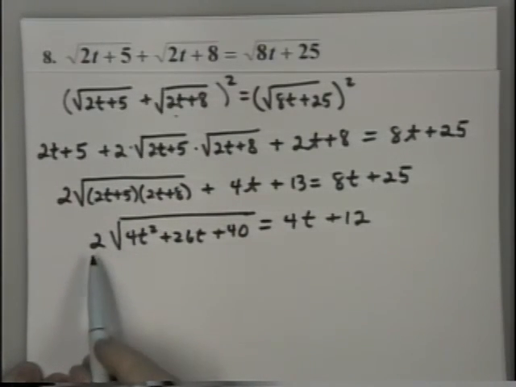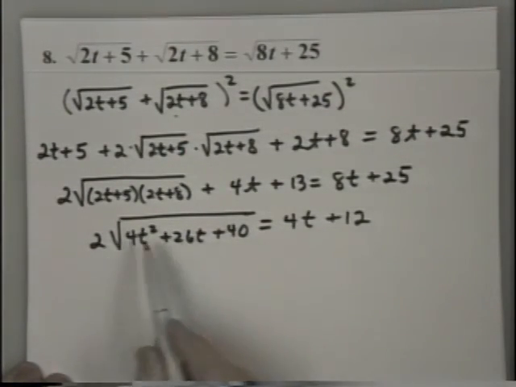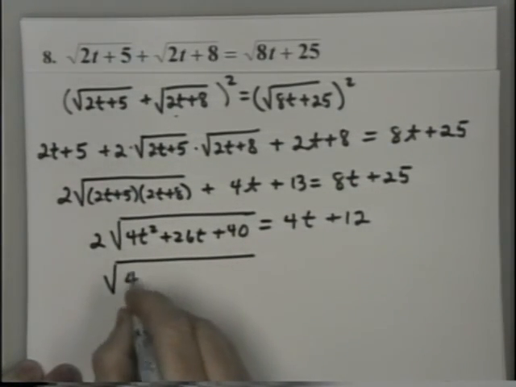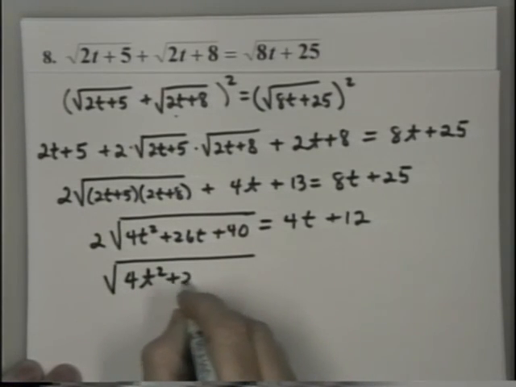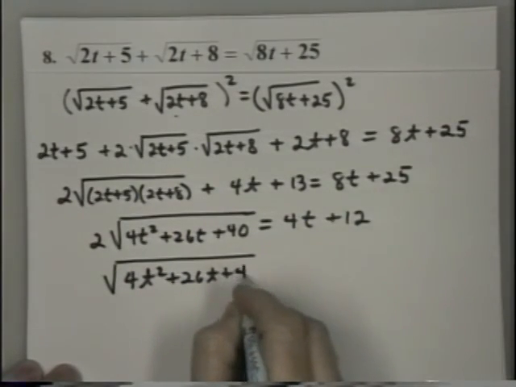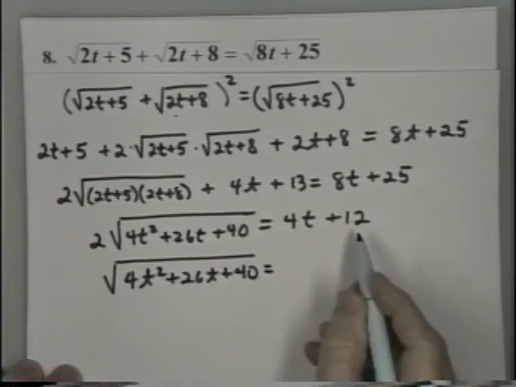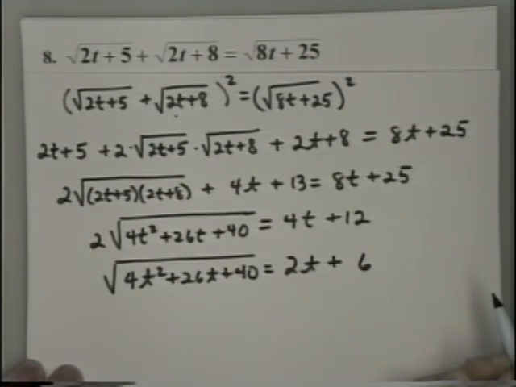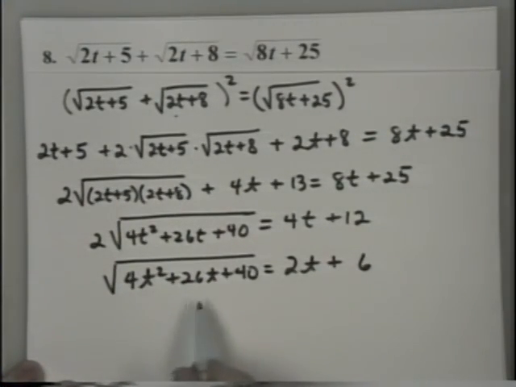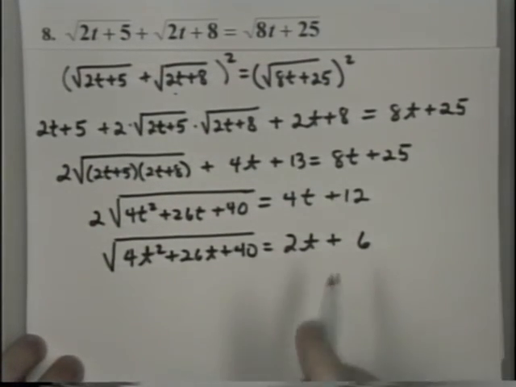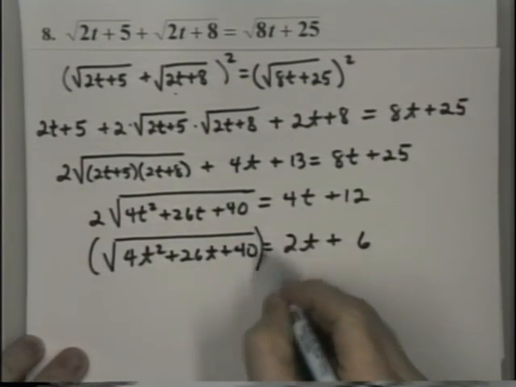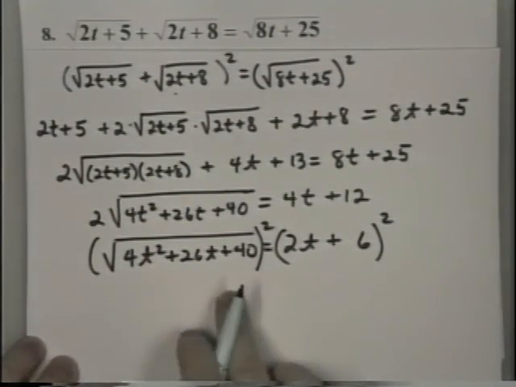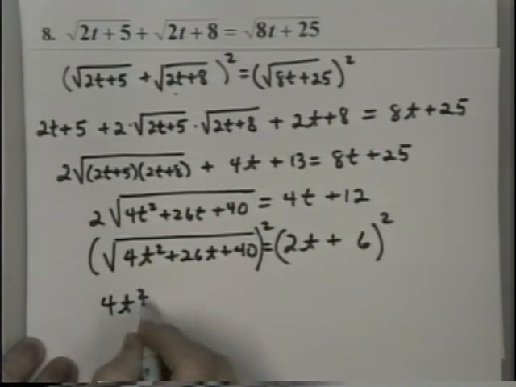And now, notice that each term has a factor of 2 in it, so let's take advantage of that, and we'll divide out the 2. So on the left-hand side, I'm just left with the radical. On the right-hand side, I'll have then 2t plus 6. And now, we're ready to square both sides again, right? So everything in parentheses on the left, everything in parentheses on the right, and square both of them. You square a square root, you get what's underneath the radical.